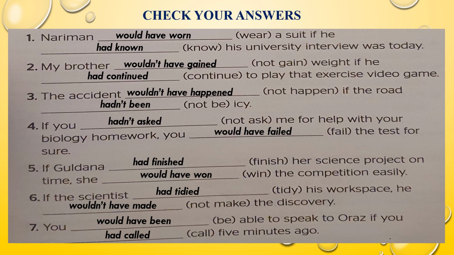The fourth one. If you hadn't asked me for help with your biology homework, you would have failed the test for sure. The fifth sentence. If Guldana had finished her science project on time, she would have won the competition easily. The sixth one. If the scientist had tidied his workspace, he wouldn't have made the discovery. The seventh. You would have been able to speak to us if you had called 5 minutes ago. Okay, thank you.